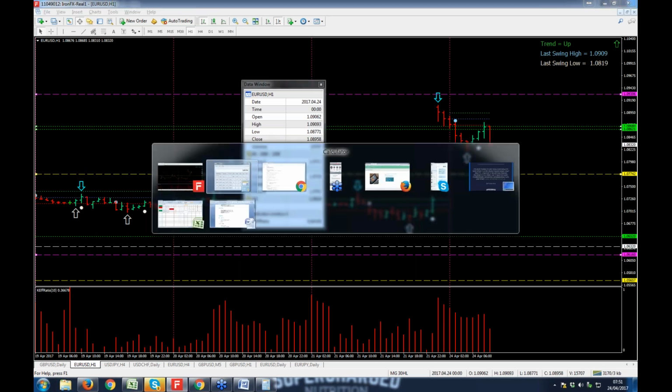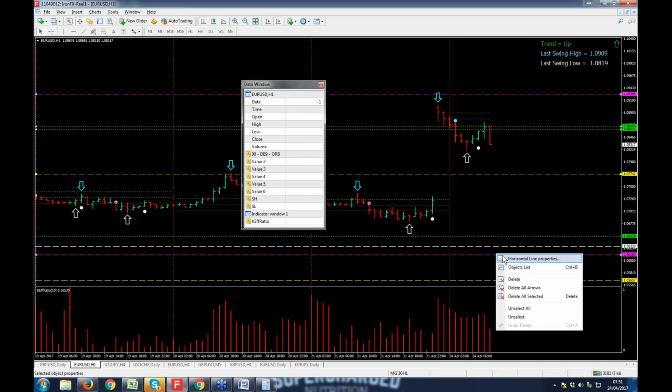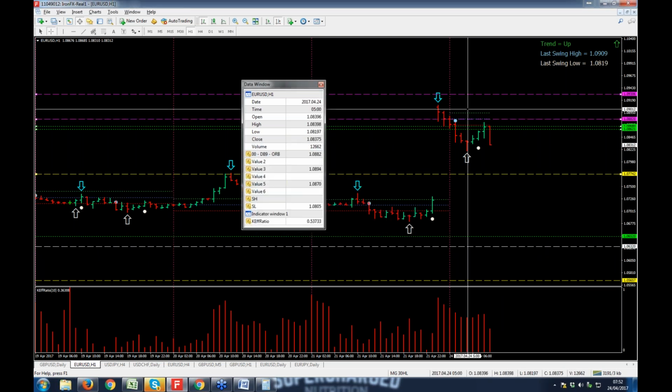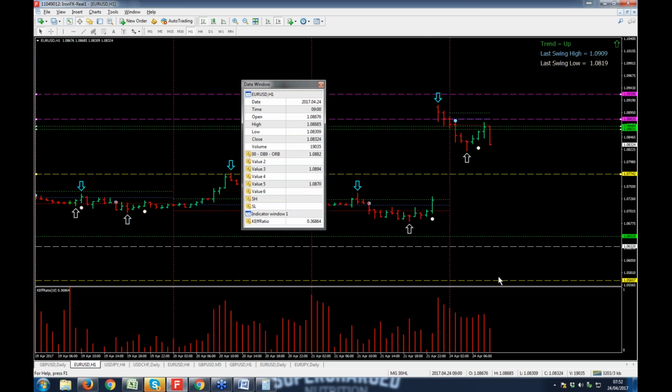So 10906, take away 24, 10882. Okay, so 10882. That's the stretch to the downside. So you can see it's already as well surpassed that 2 times stretch on the euro dollar as well.